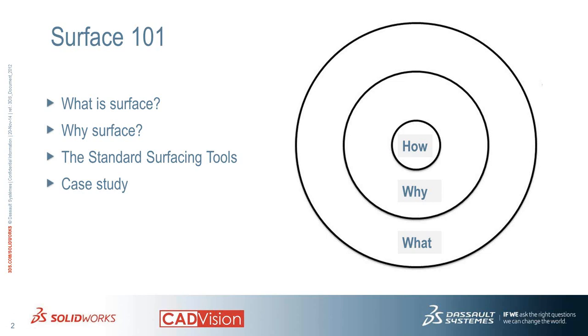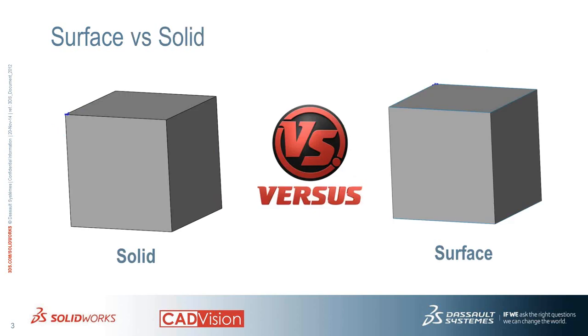Now in SolidWorks, we only have two types, which are solid body and surface. So what is a solid and what is a surface? Let me use a very simple example, which is a cube. Here you can see there are two cubes. One is made up of solid and one is made up of surface. At one glance, you see that there's no significant difference between both of them.